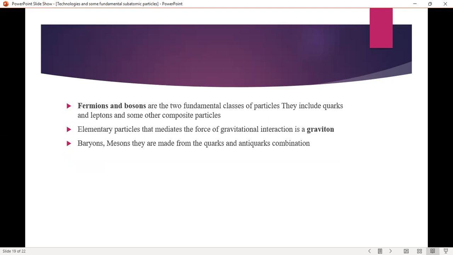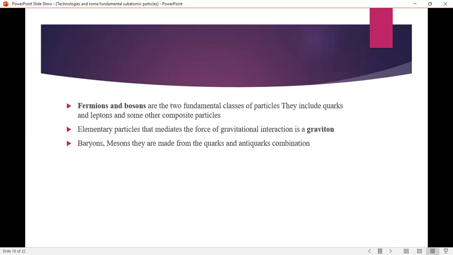Next one is fermions and bosons. They are 2 fundamental classes of particles. They include quarks and leptons and some other composite particles. It means different quarks and leptons and many other composite particles combine with each other and form fermions and bosons. Next is graviton. As its name shows, gravitons mediate the gravitational force. These are elementary particles that mediate the force of gravitational interaction.